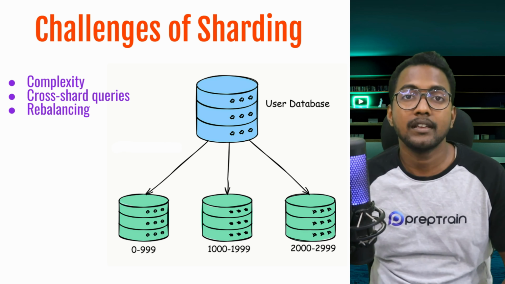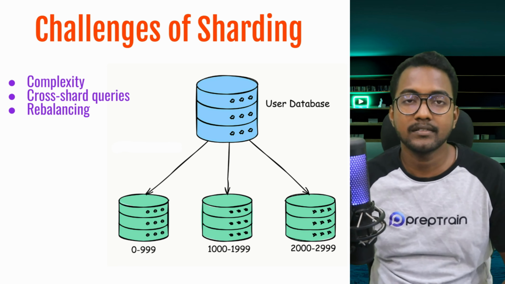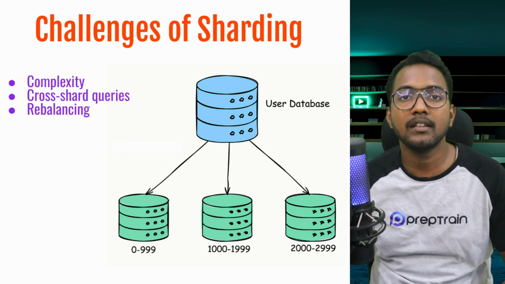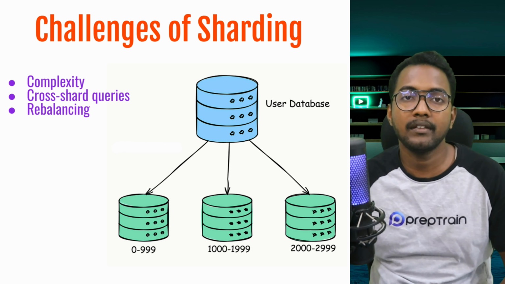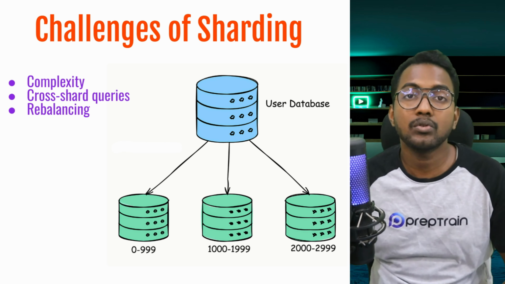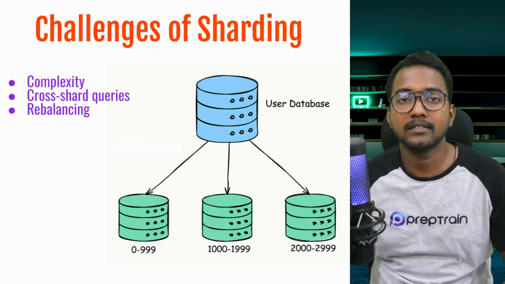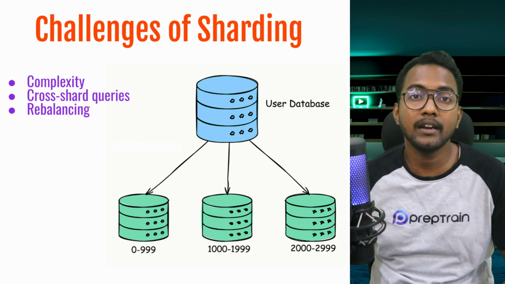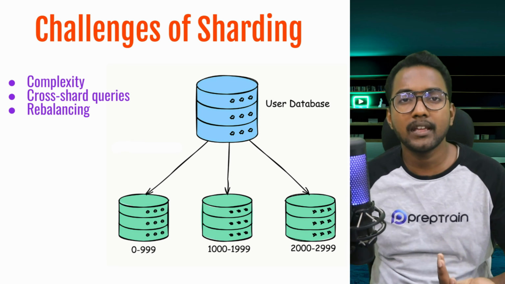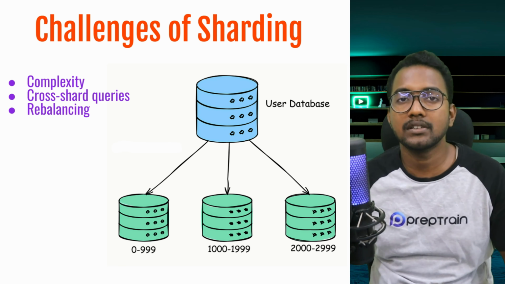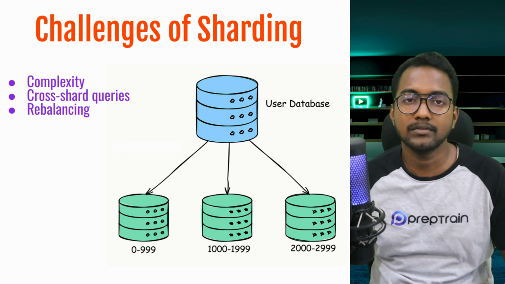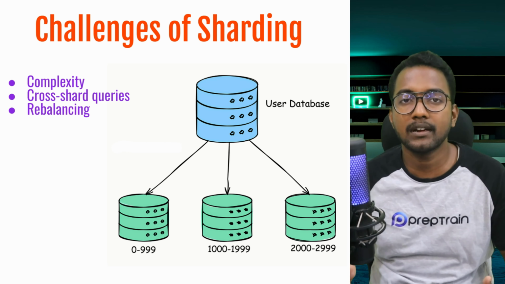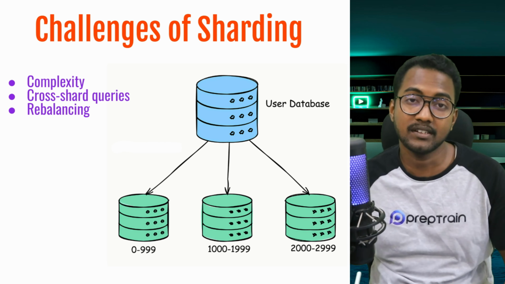Secondly, we can say cross-shard queries. In a sharded system, data that would traditionally reside in a single table might be spread across multiple shards. So queries that span multiple shards, such as joins or aggregation, become computationally expensive and can lead to higher latencies. To mitigate this, techniques like query federation or denormalization are often used, but these solutions can complicate the database schema and application logic.